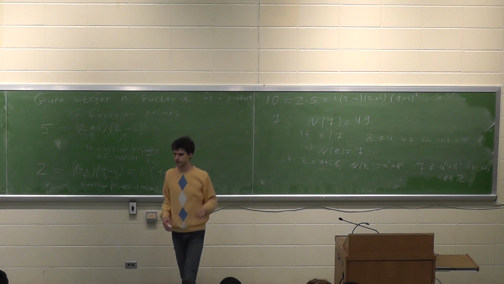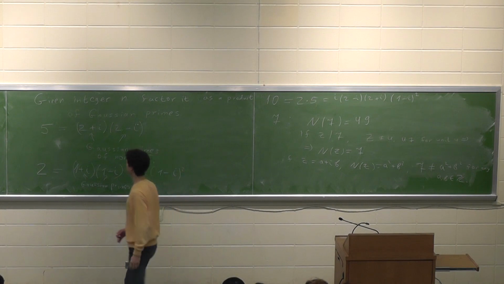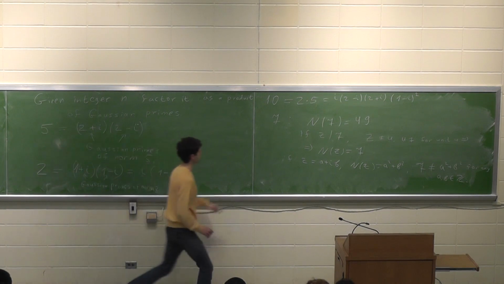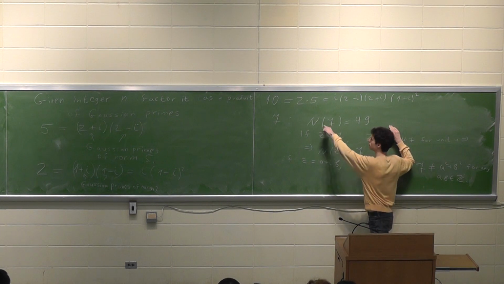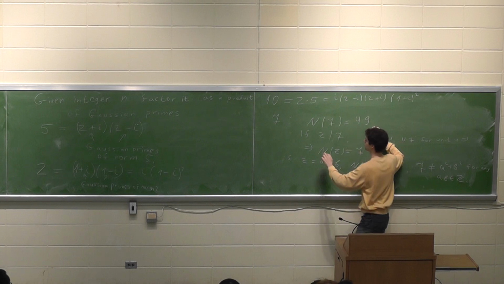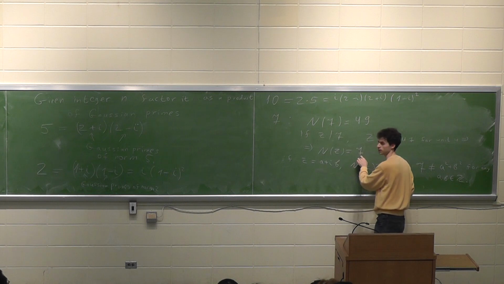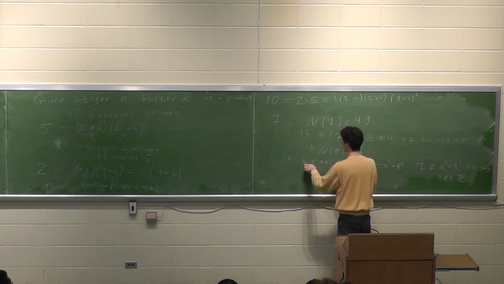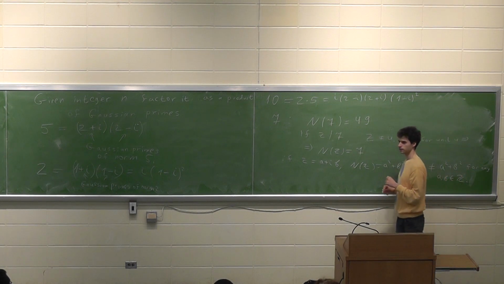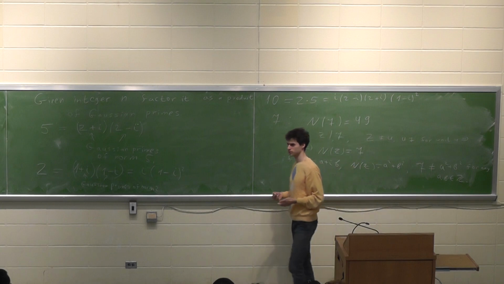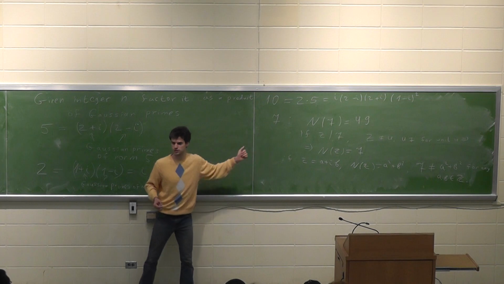But why doesn't this argument work for 5? What is the norm of 5? Let's just go over the same argument and try 5 instead of 7. The norm of 5 is 25. So if some number divides 5, then the norm of this number is 5. Well, if this number is a plus ib, then a squared plus b squared is equal to 5. But 5 is 2 squared plus 1 squared. So it has to do with the fact that 5 is a sum of 2 squares, but 7 isn't.